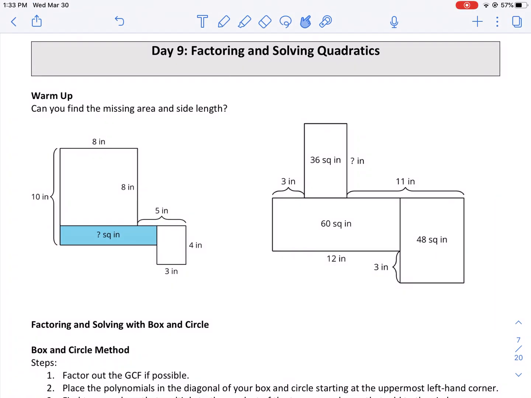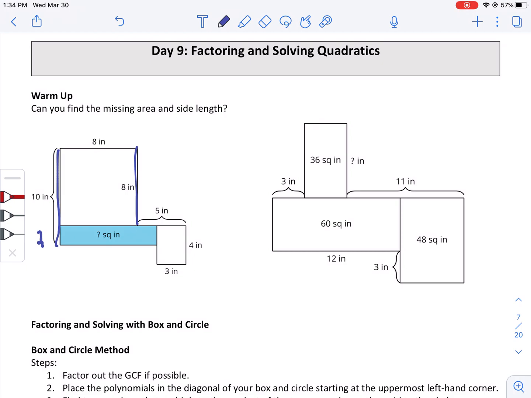Today we're going to take a look at day 9, factoring and solving equations. So the first thing it's going to ask you to do is let's see if we can find the missing area and then this missing side length. So it's kind of like a nice little puzzle here. One thing I notice is if this whole thing is 10 over here and right here is 8, this has to be a height of 2 because 8 plus 2 is 10.